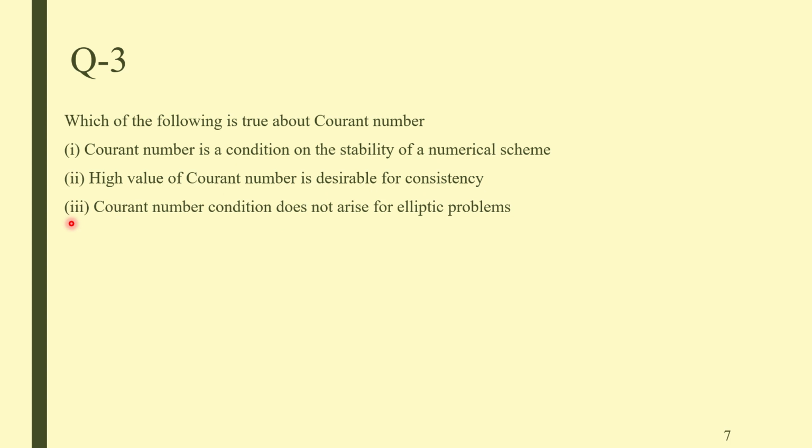In the third statement, it is mentioned that Courant number condition does not arise for elliptic problems. This is again true. We will see how in the next slide. So from these options, 1 and 3 are the only right ones. Option A is 1, option B is 1 and 2, option C is 1 and 3, option D is 1, 2 and 3. Since the second statement is false, we go with the first and third statements. So the right answer is option C. To understand why the Courant number condition does not arise for elliptic problems, we'll see in the next slide.